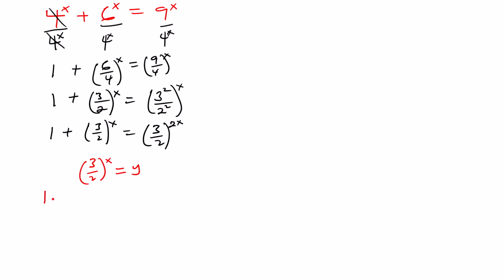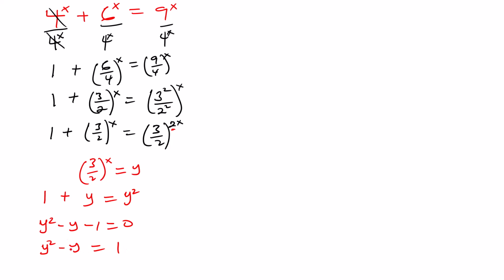So my next step: 1 plus y equals, so I'll put y here, but I have squared there, y squared. So this one is a quadratic. Let's arrange it: y squared minus y minus 1 equals 0. Now let's use the method of completing the square to solve this. So we have y squared minus y equals 1.